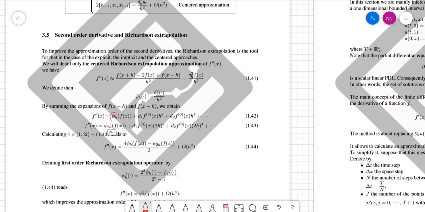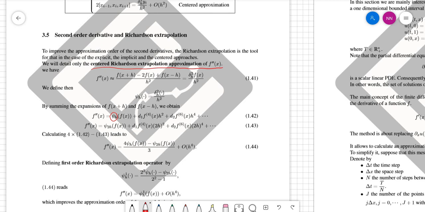If we denote by psi h the first order centered approximation of f double prime. Okay, let me point out that we will be doing the Richardson extrapolation only for the centered approximations when we are talking about the second derivative. So in the same case of the second derivative, we'll consider only the centered approximation to improve our approximation with the Richardson extrapolation.